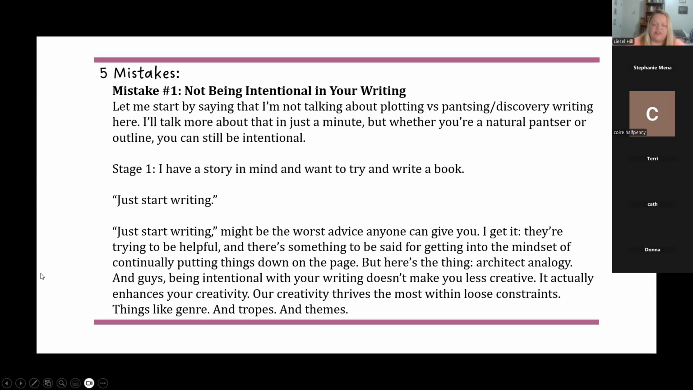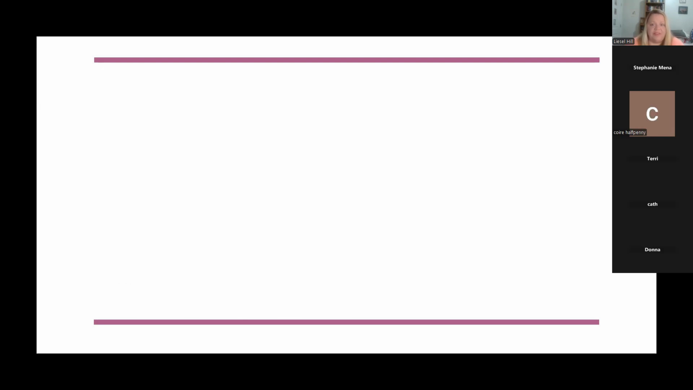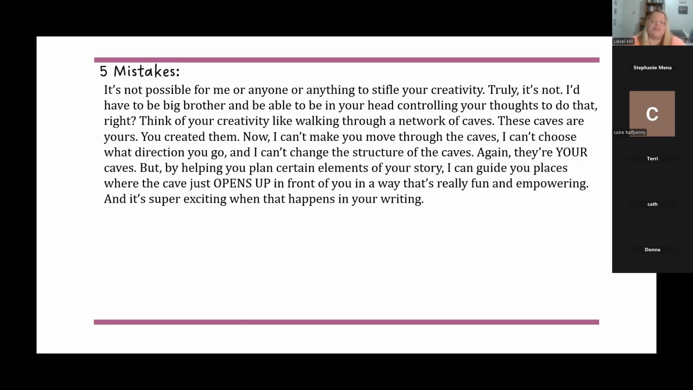Intentional writing, I want you to understand, doesn't make you less creative. It actually enhances your creativity. Our creativity thrives the most within loose constraints, and we already have these constraints in writing, things like genre and tropes and themes, right? So I don't want you to be worried about being intentional and that it's going to affect your writing negatively. It's literally not possible for me or anyone to stifle your creativity. I'd have to be like Big Brother and be able to get into your head and control your thoughts in order to do that, okay?